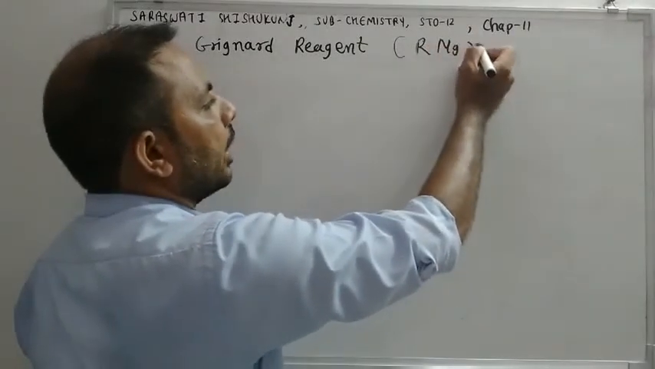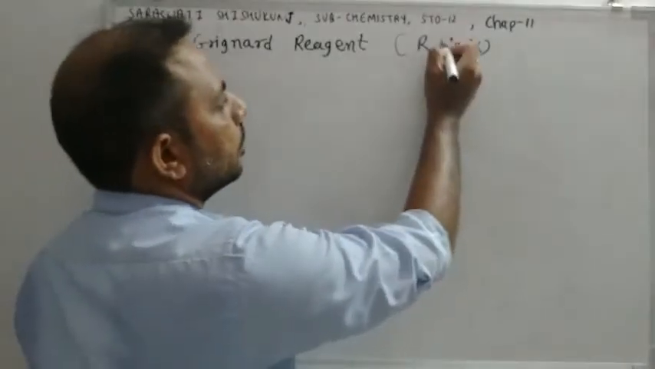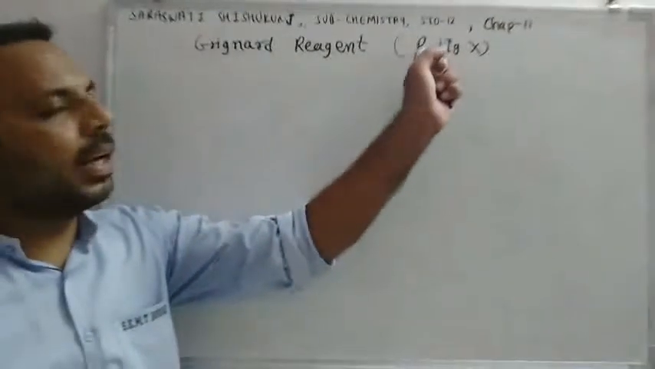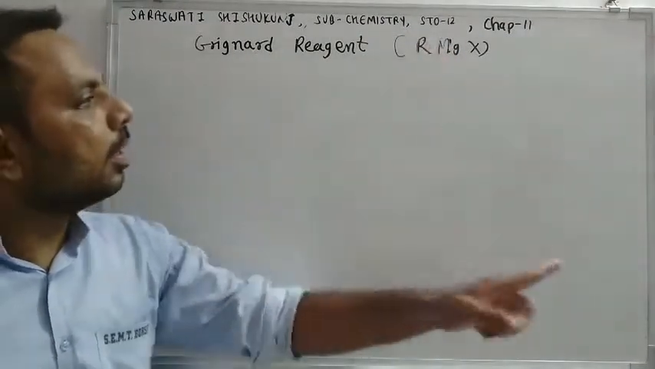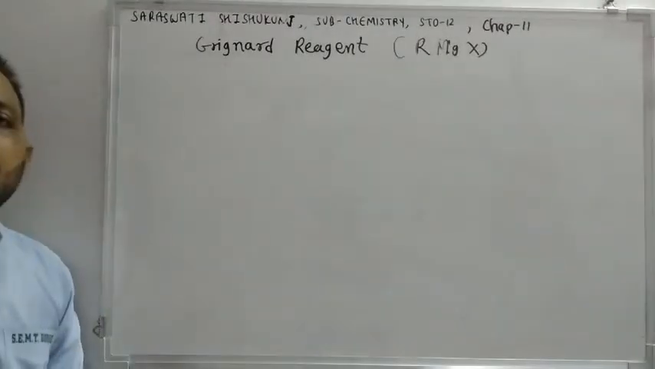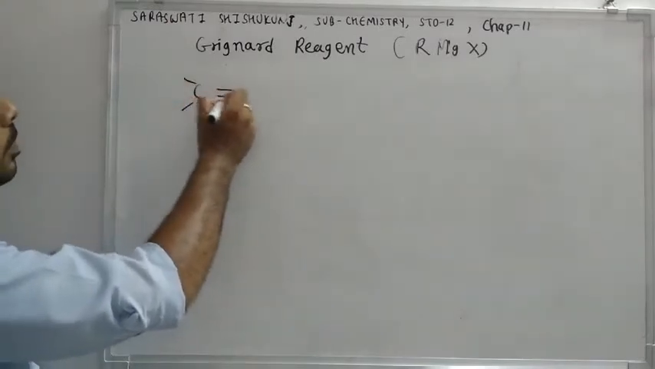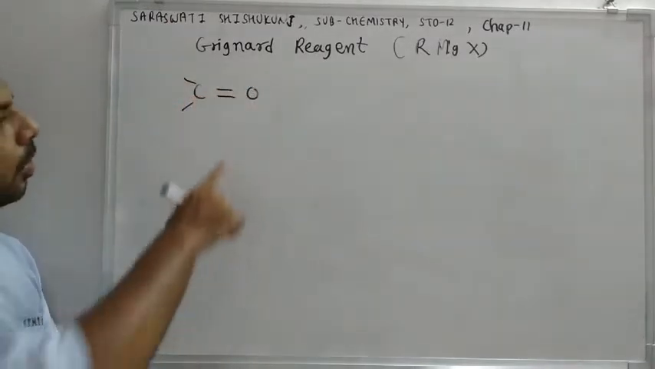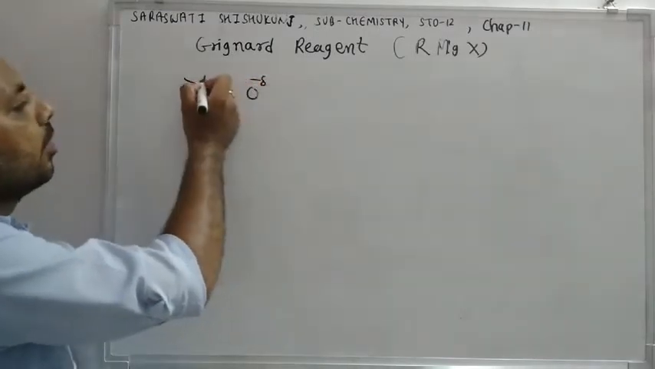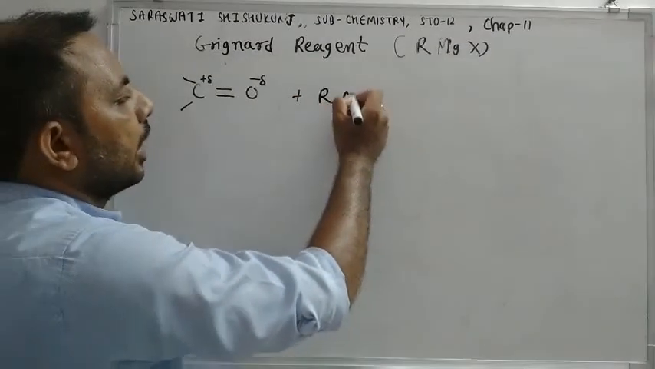Grignard reagent is RMgX, alkyl magnesium halide. This is magnesium. R group can be anything: methyl, ethyl, propyl. Halogen can be anything: chlorine, bromine. Now, how is Grignard reagent used? So we have got carbonyl group. Because of more electronegativity, oxygen will have negative charge and carbon will have positive charge. Grignard reagent RMgX.